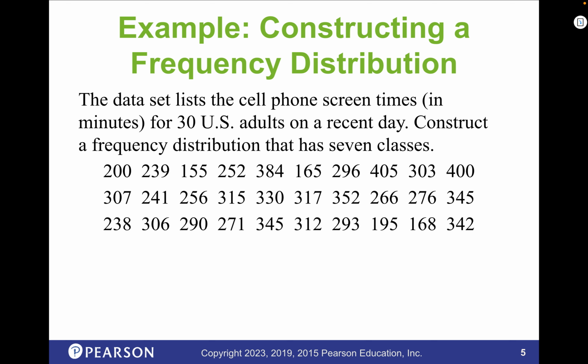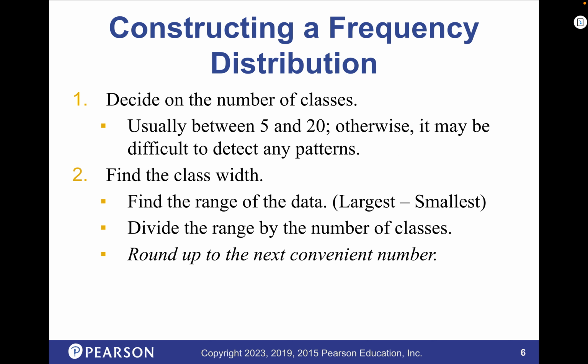Anyway, that's what our data is. What we're going to do is we need to decide on the classes, and it's not a set rule, but usually it's between 5 to 20. If you have too many classes, it's not going to give you much information. If you have too few classes, it doesn't help much. So somewhere between 20 and 5.